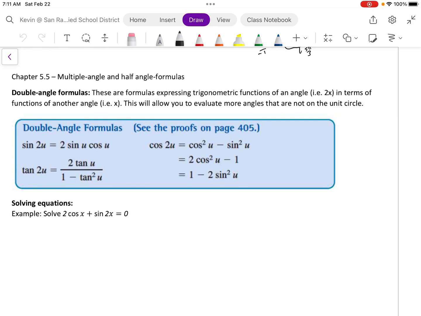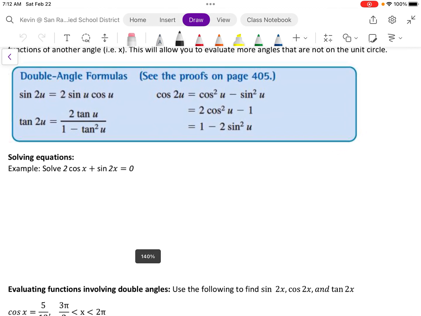All right, this is chapter 5.5, multiple angle and half angle formulas. It's video number 1. Double angle formulas are formulas expressing trigonometric functions of an angle, for example 2x, in terms of a function of another angle, in other words, x. This will allow you to evaluate more angles that are not on the unit circle. So this is where we get the double angle, triple angle, well, in this case, double angle formula.